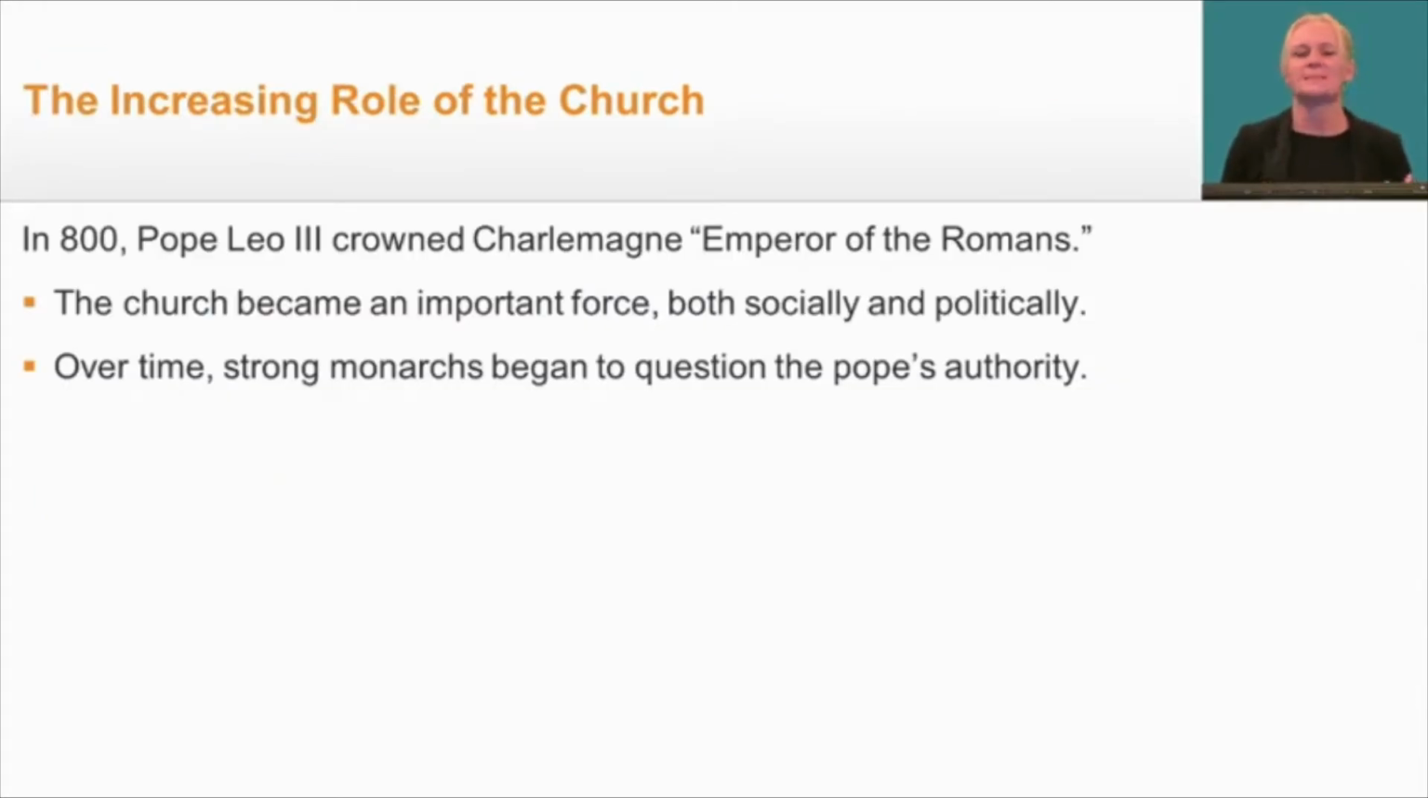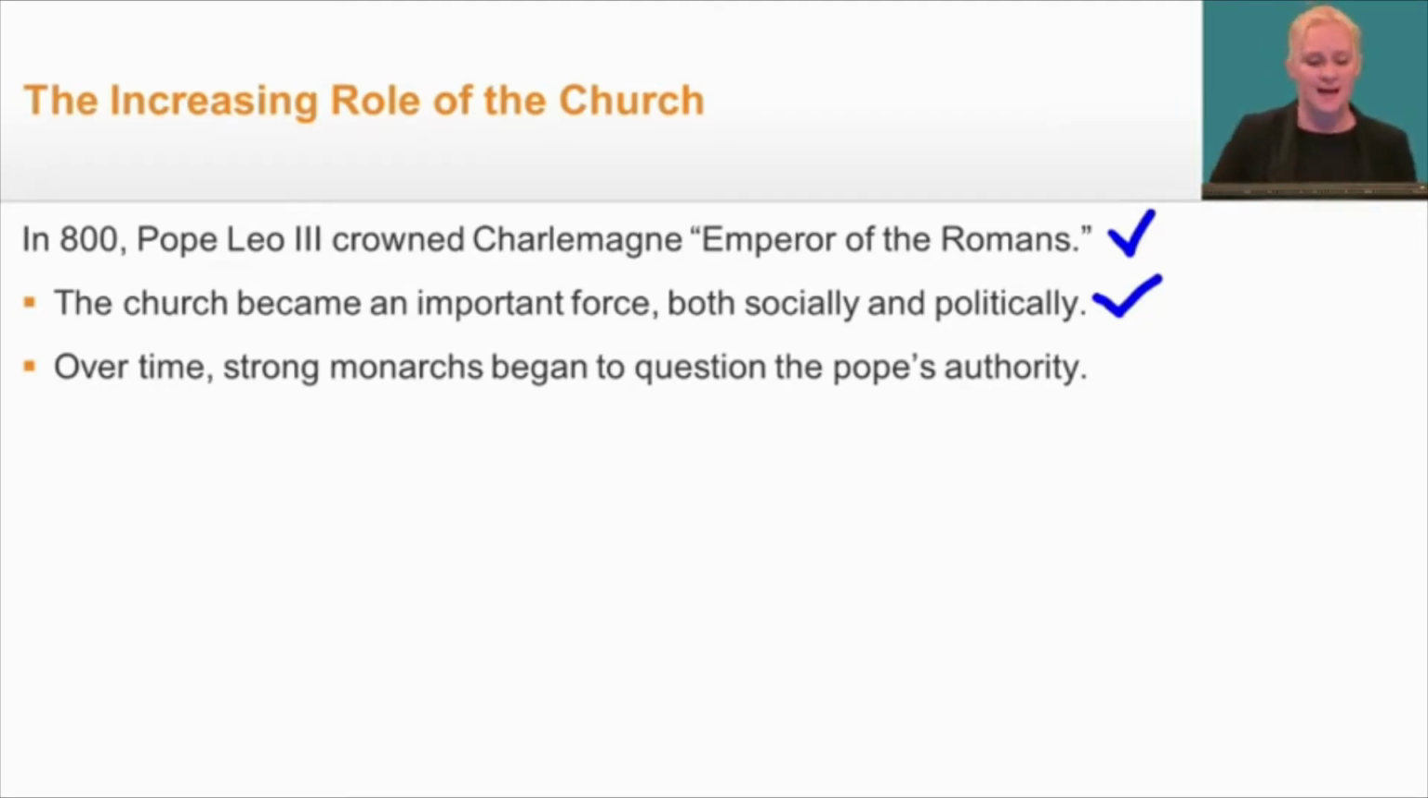Let's take a look at some examples of how influential the church was at this time. Well, in 800, Pope Leo III crowned Charlemagne Emperor of the Romans. This was a pope who was crowning a king. The church became an important force both socially and politically, especially if we look at that example where now you have a pope's authority crowning a monarch.